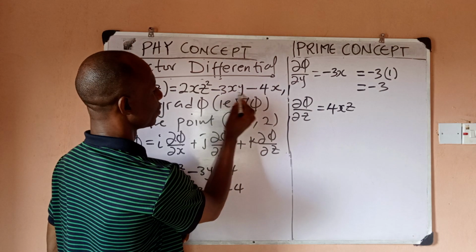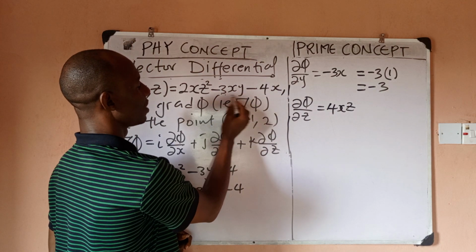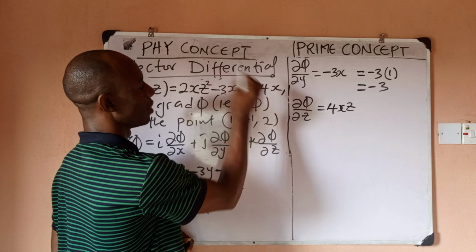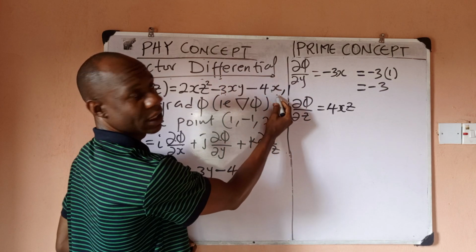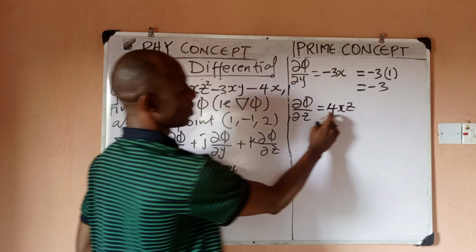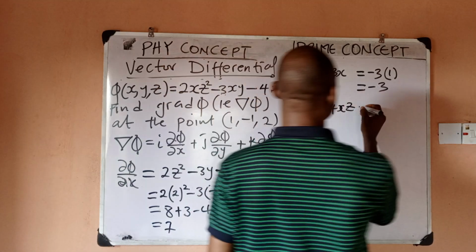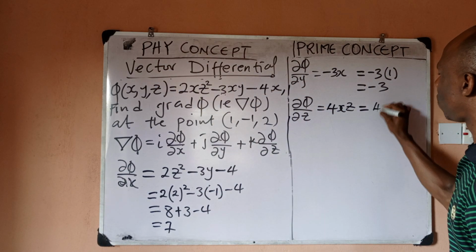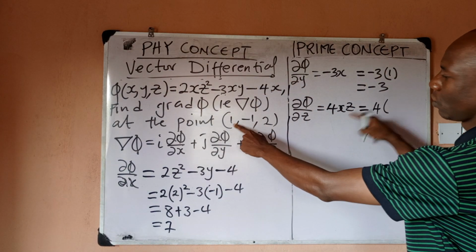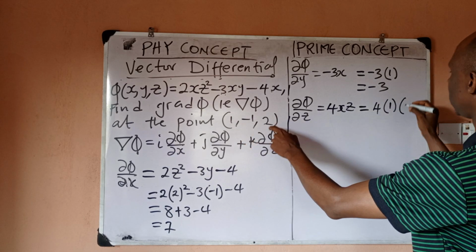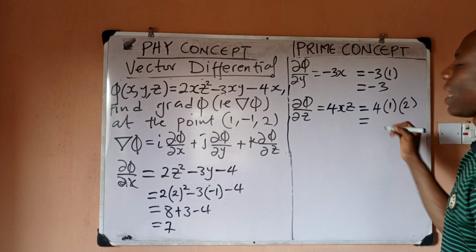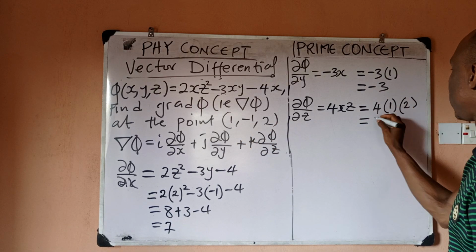Now, if I come to this part, there is no z. So if I differentiate this, it will be 0. I come to this part, there is no z. If I differentiate it, it will be 0. So this is what I have. I'm going to substitute now. So I have 4 into x, which is 1, into z, which is 2. So if I evaluate this, I would have 8.